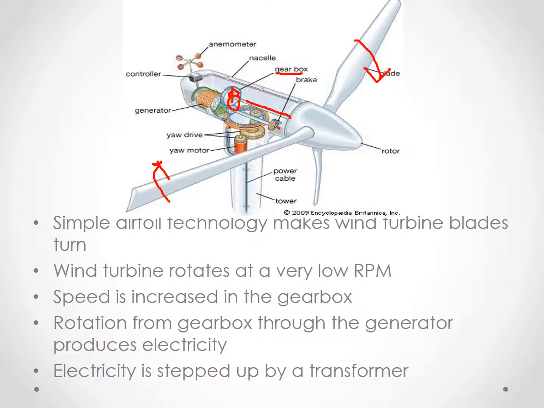The gearbox uses a very special arrangement to achieve a high speed ratio. Then the gearbox is connected to a generator where high speed rotation is converted into electricity, which is then stepped up by a transformer at the base of the wind turbine.